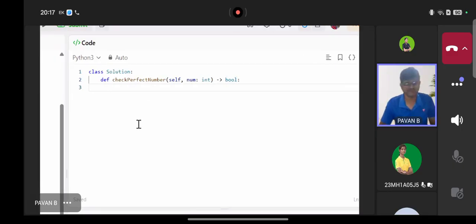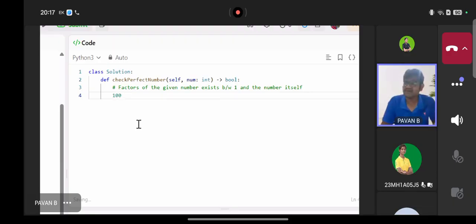So what do I do? First, I will try to find the factors of the given number, right? You know that the factors of the given number exist between 1 and the number itself. For instance, if you take 100, can you tell me one factor of 100 after 100? No, right? 100 is the highest factor of 100. You cannot find any more factors of n after n. So all the factors are present between 1 and the number, both inclusive.